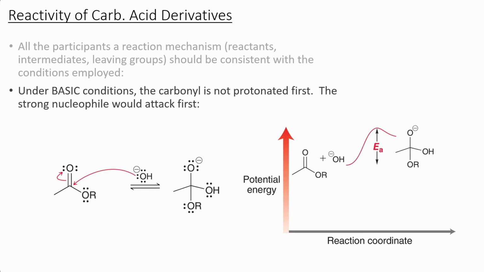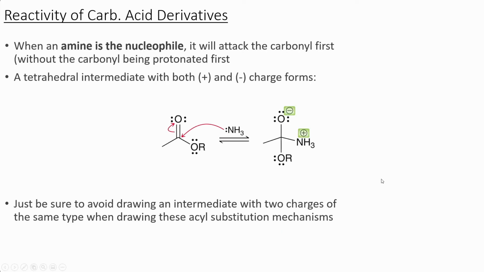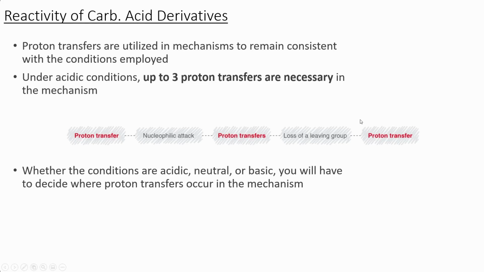Under basic conditions, the carbonyl is not going to be protonated first, but instead the nucleophilic attack will occur first, and that will form an oxygen with a negative charge on it. This would be consistent with having basic conditions. When we have an amine as a nucleophile, it will attack the carbonyl first without the carbonyl being protonated, and will have a tetrahedral intermediate that's a zwitterion, or an intermediate with both a positive and negative charge.